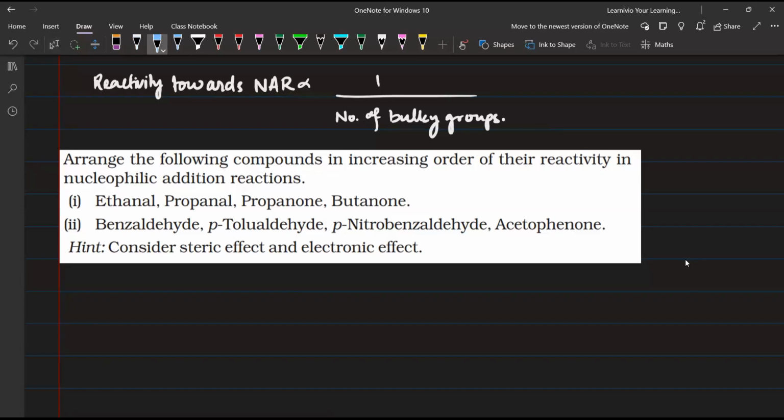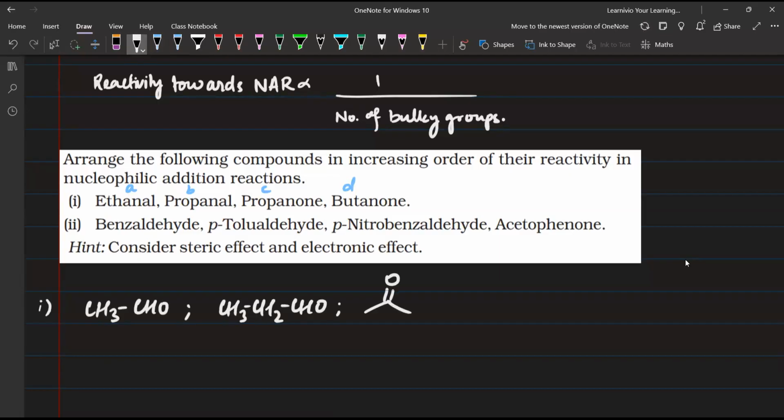Here, let us suppose this is A, this is B, this is C, and this is D. So we will make the structures and then we will decide. For the first question, we have A structure is ethanal, CH3CHO. Then we have propanal, CH3CH2CHO. Then we have propanone, 3 carbon atoms, here we have double bond O.